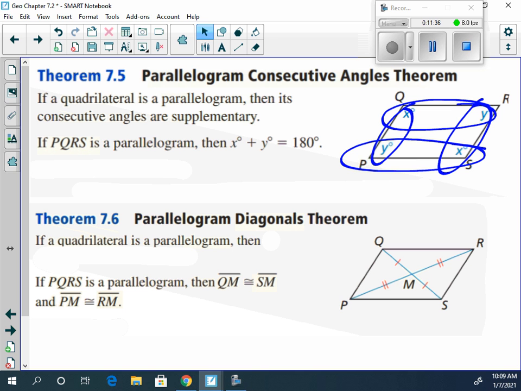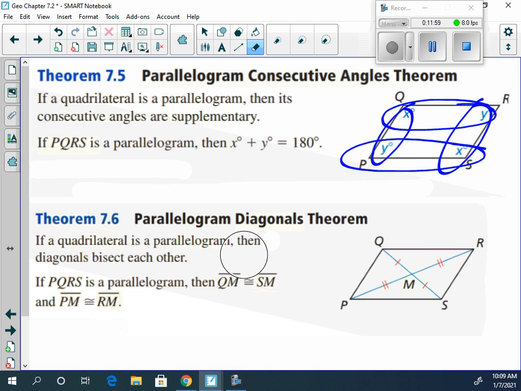So really looking at this here, in a parallelogram, how many different angles will we have inside the parallelogram? 2, because the opposite angles are congruent. The consecutive angles are supplementary. So we'll only really have 2 unique angles.